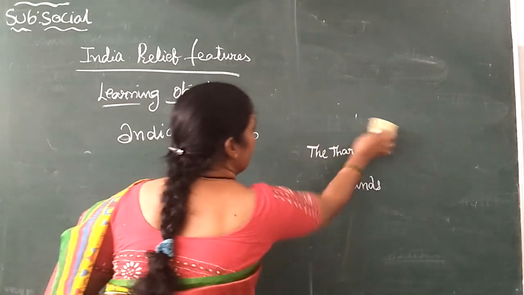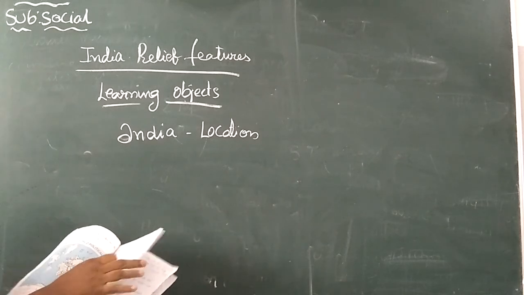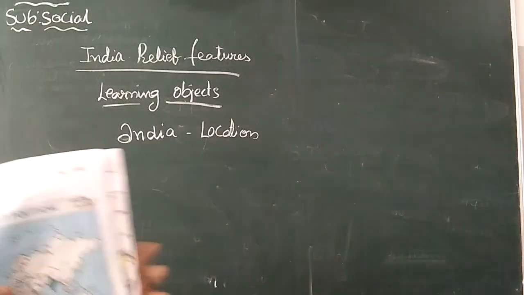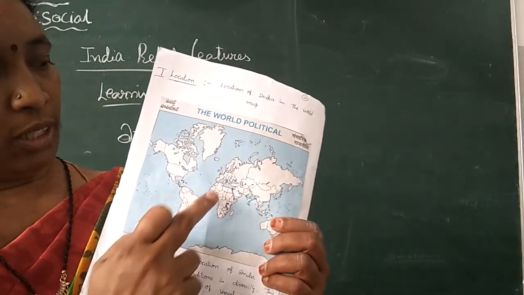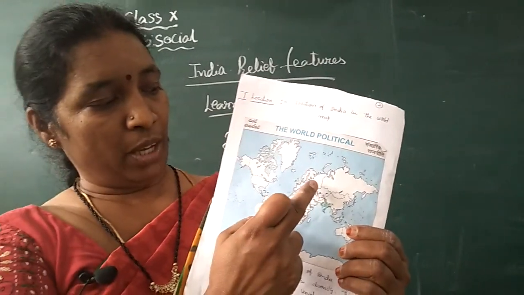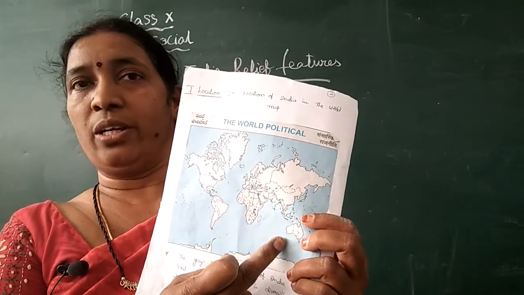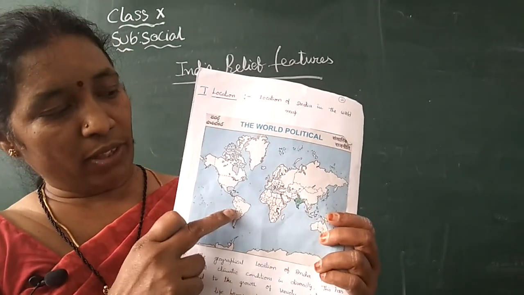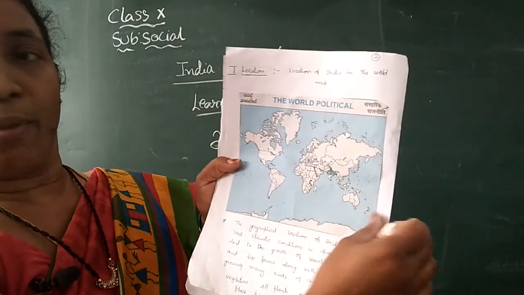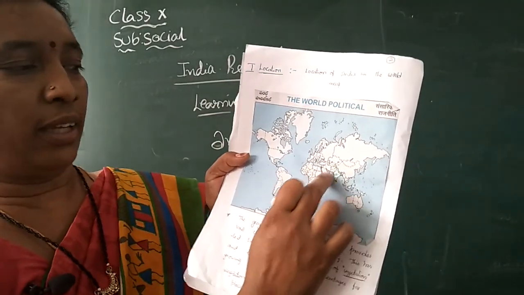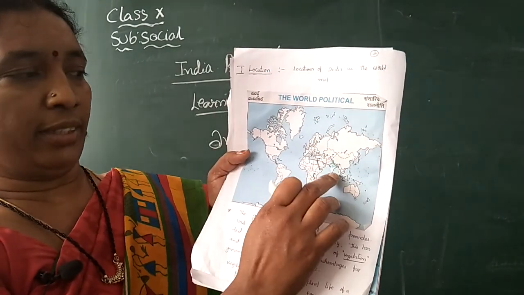India and its location. See, this is the world map. We have 7 continents in the world. What are they? North America, South America, Asia, Africa, Europe, Antarctica and Australia. These are the 7 continents. Among the 7 continents, the location of India on the world map is this green part. This is the equator, and India lies above the equator.